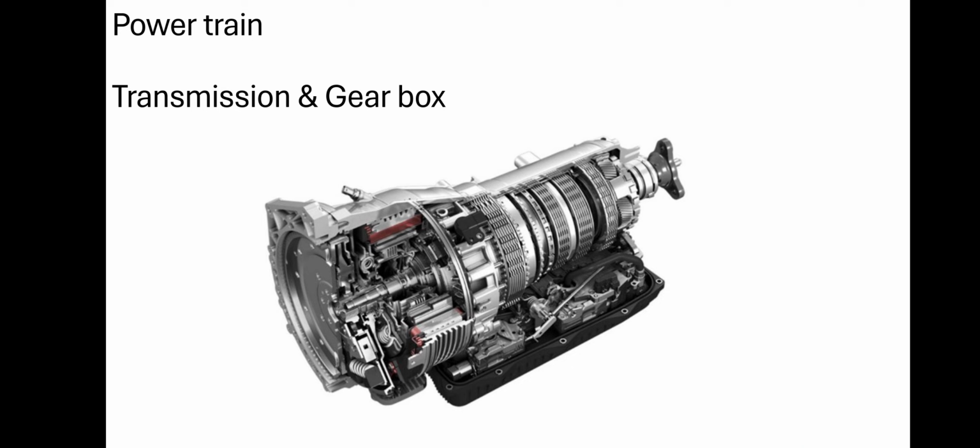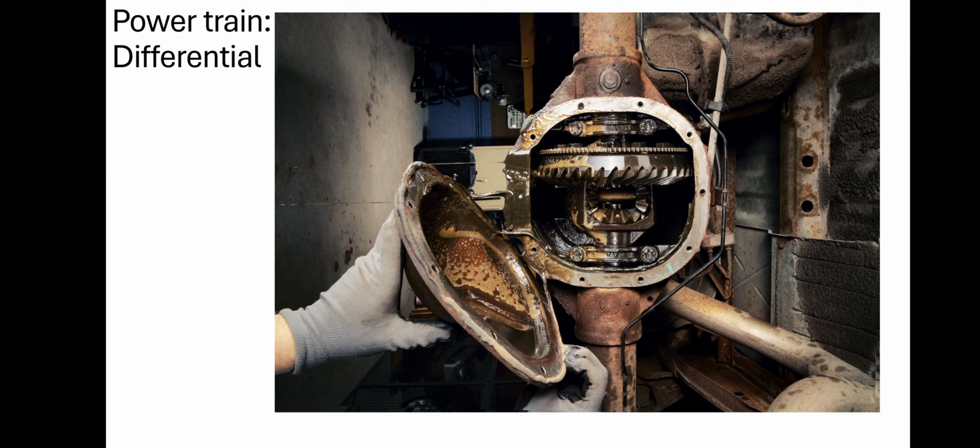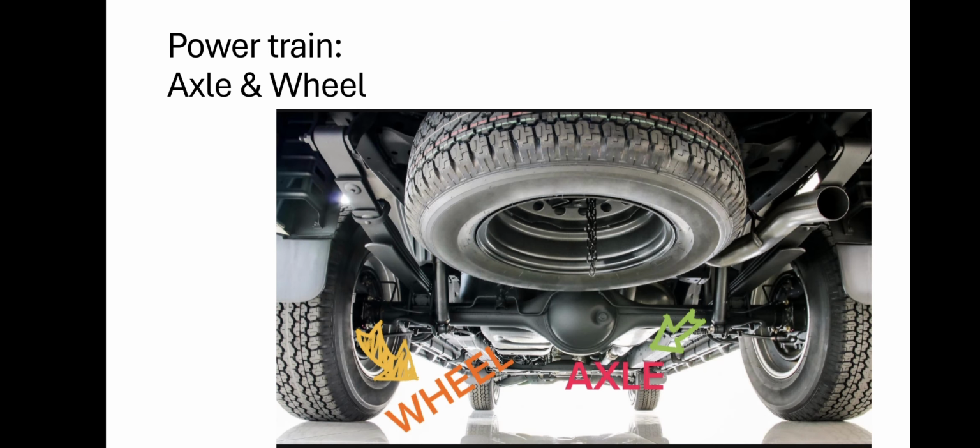Then the power goes to the transmission, or the gearboxes. Then from the gearboxes it goes to the transaxle. If your vehicle is front wheel drive, then for sure the power will go to the transaxle. But if your vehicle is rear wheel drive, what will happen? The power produced from the engine goes to the torque converter, then the gearbox, then the U joint transfers the power to the differential, then the differential transfers power to the axle and to the wheels. So it's the powertrain of all of the vehicles.